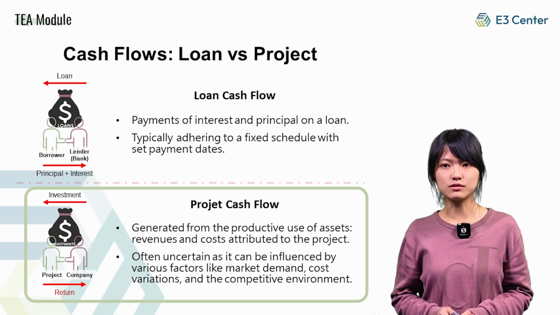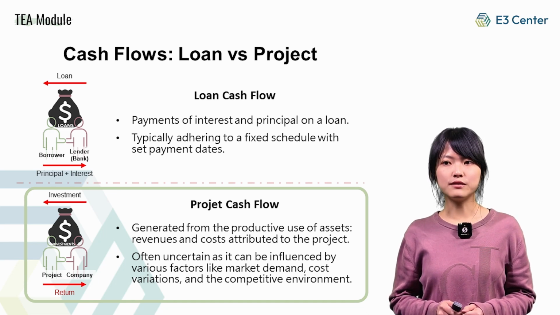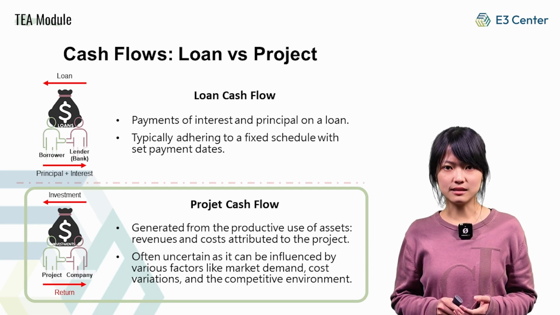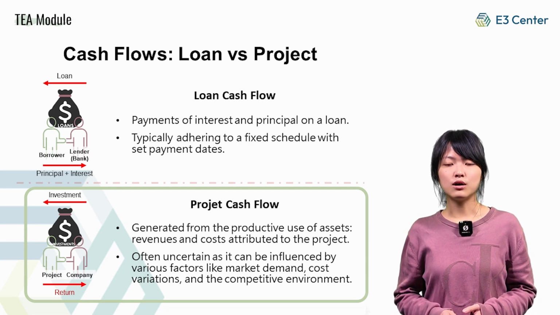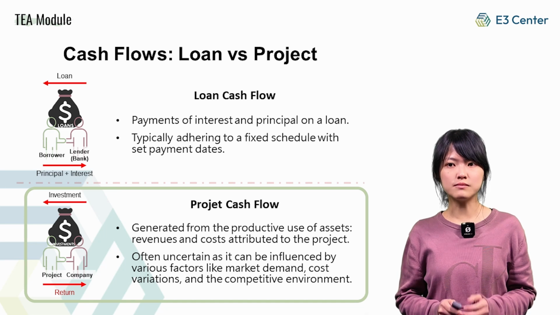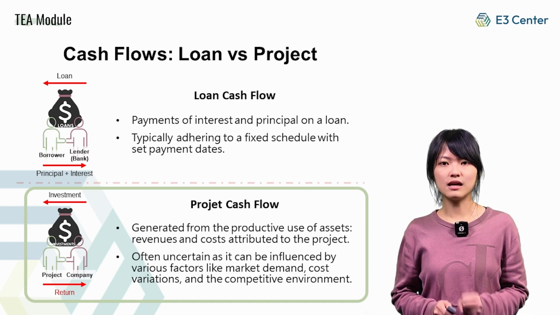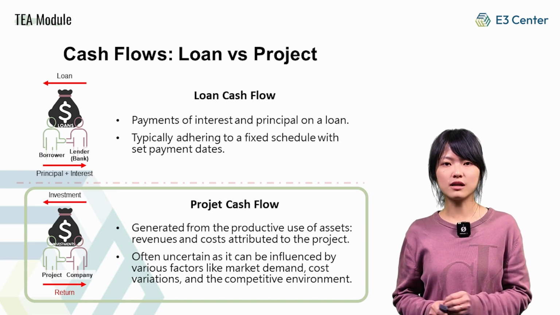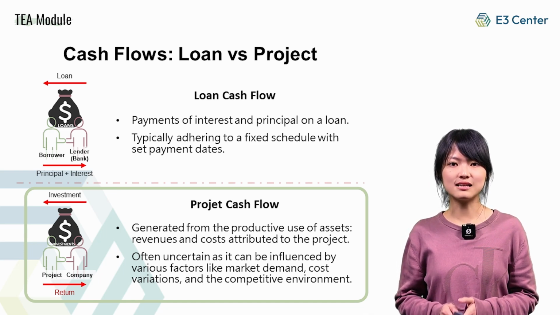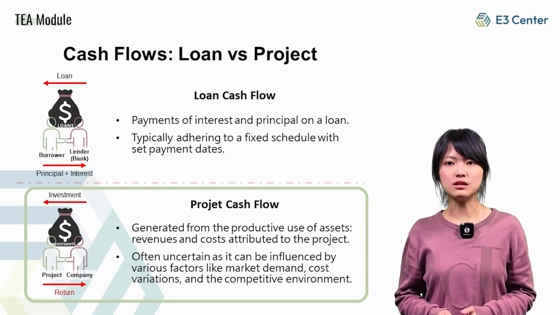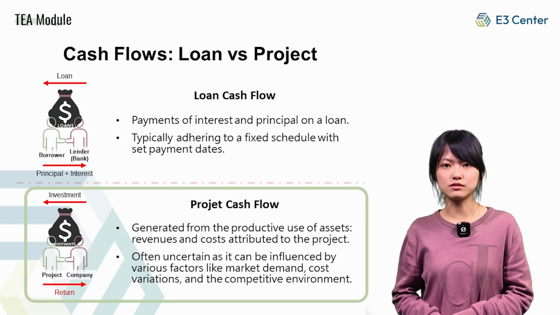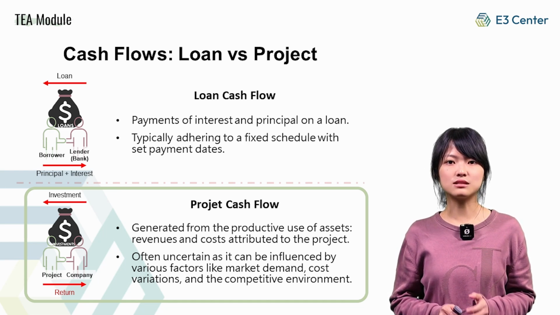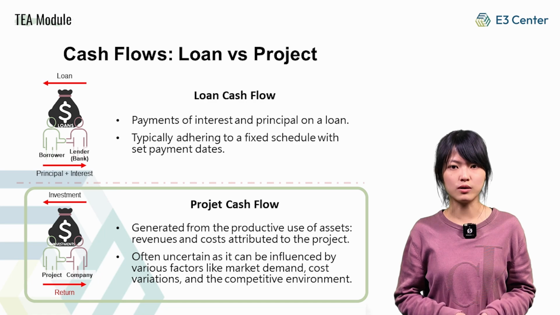This type of cash flow is often uncertain, influenced by factors such as market demand, cost variations, and the competitive landscape. While both types of cash flows use similar calculations, loan cash flows are generally fixed and predictable, whereas the project cash flows are more uncertain and carry higher risk. In this unit, we will focus on project cash flows, but the logic and the methods we discuss can be easily applied to evaluate the loan cash flows as well.